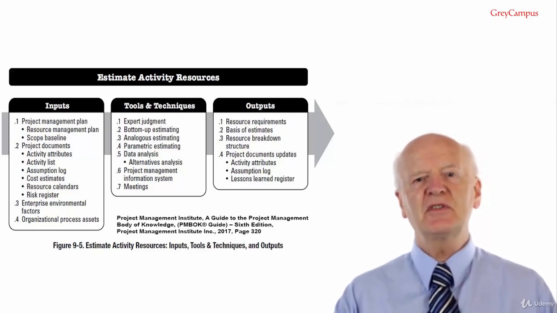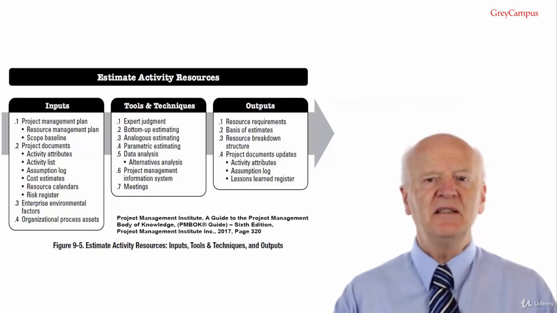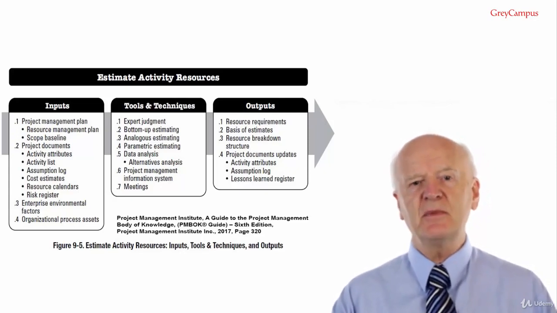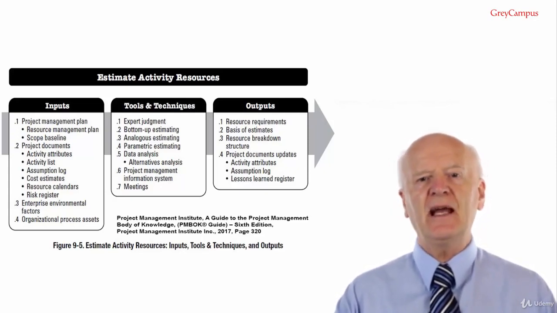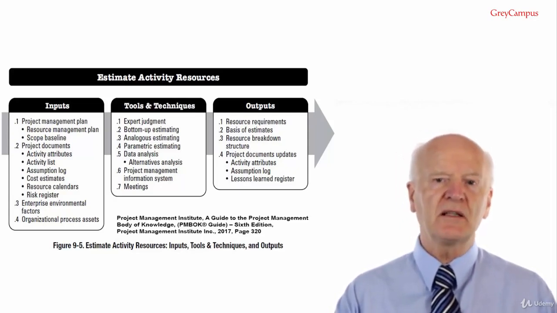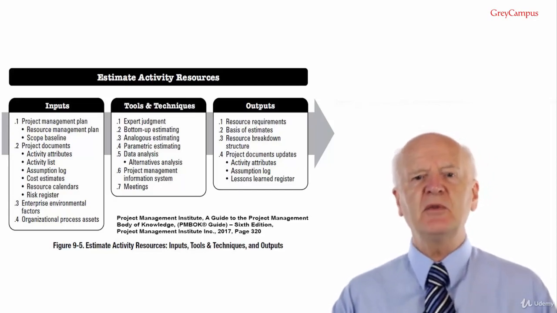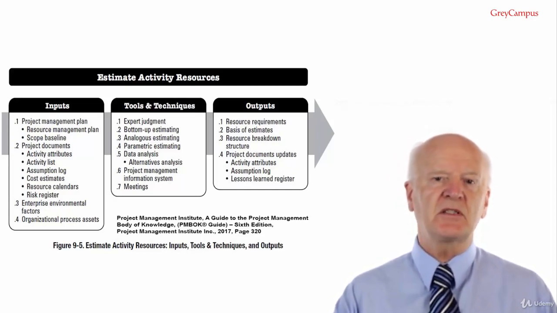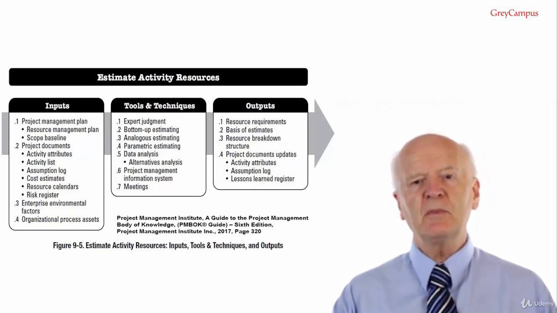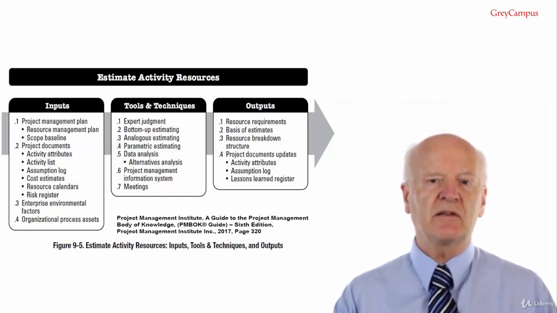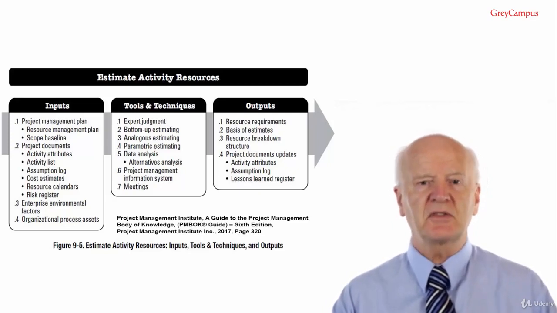Tools and technique. Number 2, bottom-up estimating. Team and physical resources are estimated at the activity level and then aggregated to develop the estimates for work packages, control accounts and summary project levels. This is exactly the same way we aggregate or roll up cost estimates and time estimates. In the exam, bottom-up estimating may be called engineering breakdown or grassroots.